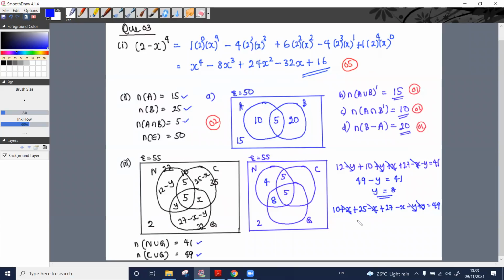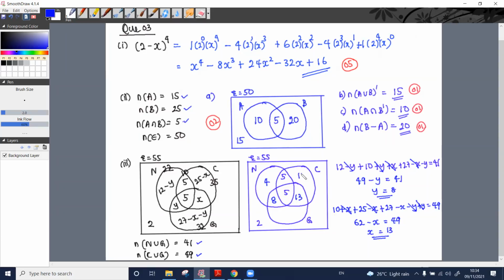62 minus x equals 49. It means x should be equal to 30. So here it should be 30.